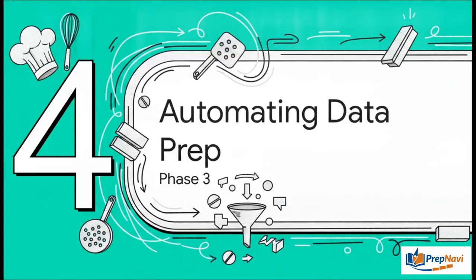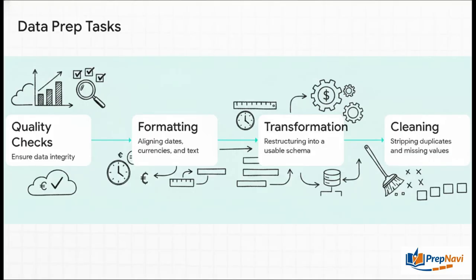Section 4, Automating Messy Data Prep. Okay, Objective 4.2 breaks automated data preparation into 4 exact sequential tasks that you absolutely must know for the exam: quality checks, formatting, transformation, and cleaning. Look, data professionals universally loathe manual data cleaning, so automating this is a total game changer.